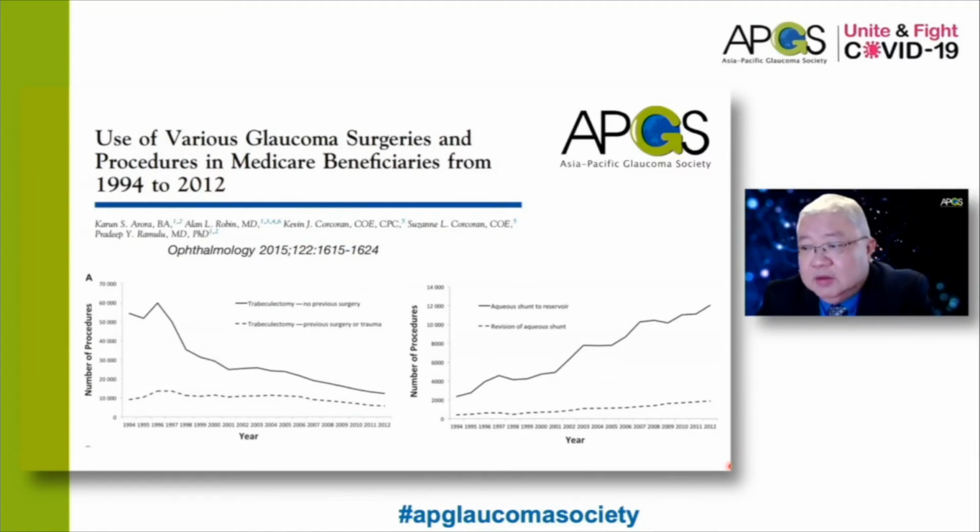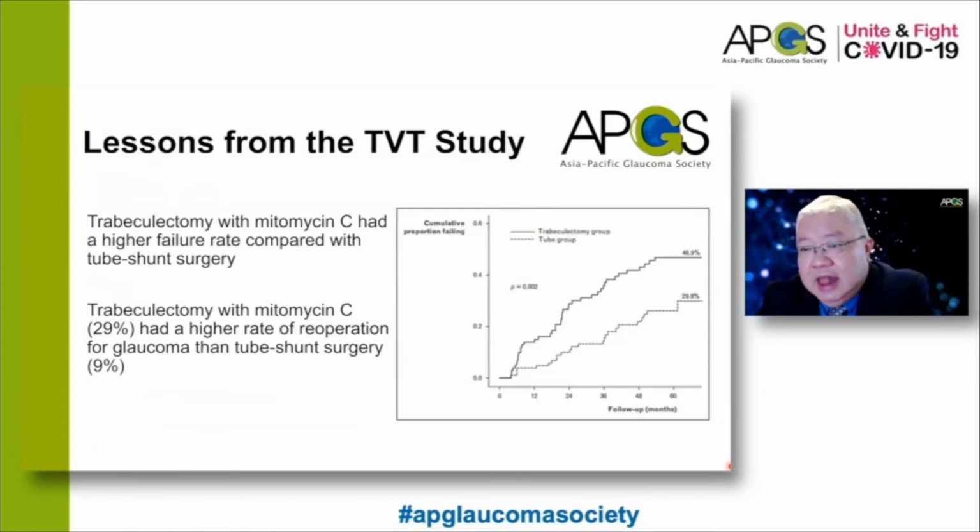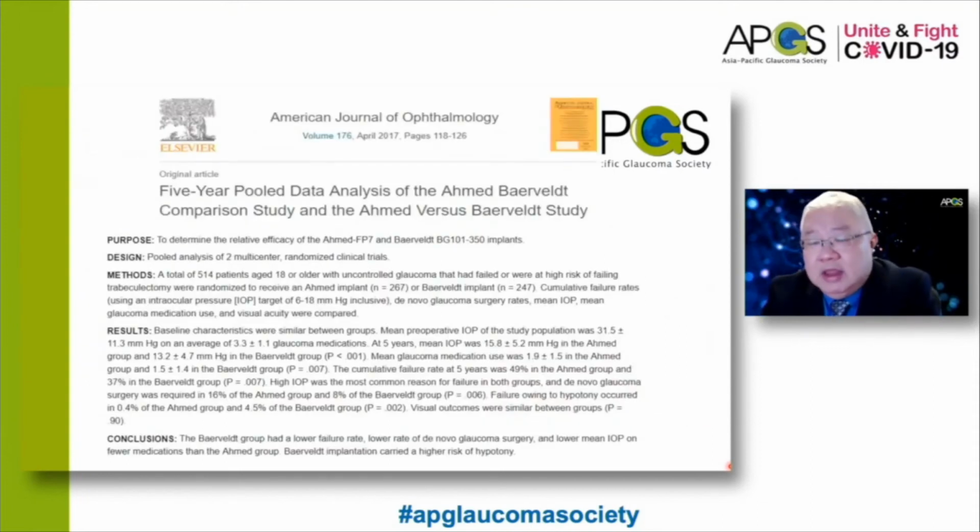As you know, trabeculectomy has been decreasing and tube use has been increasing over the years, and the reason for trabeculectomy decrease is, amongst other things, that there's a higher rate of reoperation for trabeculectomy and also usually a higher rate of failure. When we look at current day tube implants, we notice that there are some problems in that cumulative failure at 5 years is 49% in the Ahmed group and 37% in the Baerveldt group. And this was for the pooled data for the AVB study and the ABC study. However, high intraocular pressure was the most common reason for failure in both groups. And in addition, if you look at hypotony, which occurs in the Baerveldt group, even the Baerveldt is having a 40% suboptimal outcome.